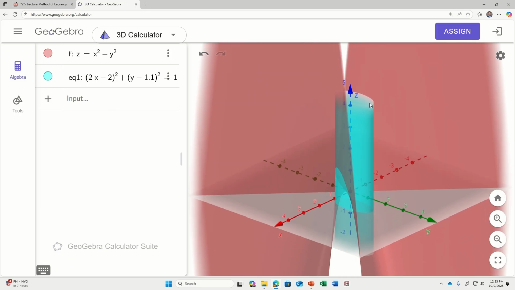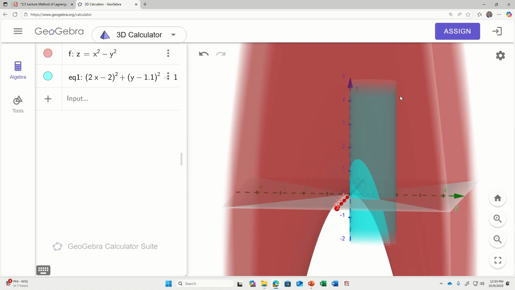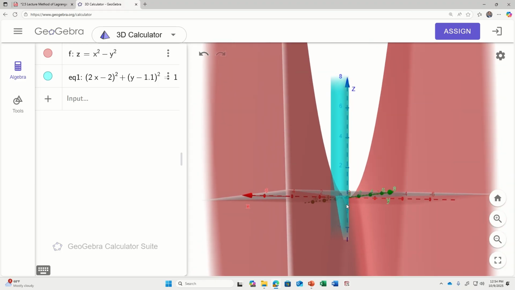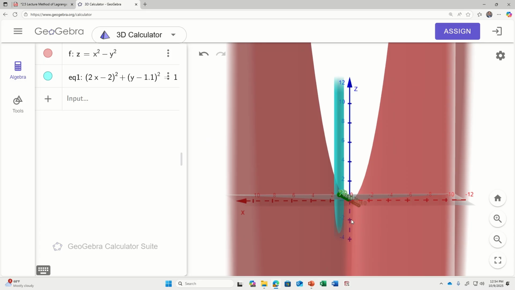So I can't highlight it for you, but look, that's the point we're looking for. Do you see the intersection between the red surface and the blue elliptical cylinder? That's the maximum of my function subject to the constraint. Okay. And then the minimum of my function subject to the constraint would be there. At that point. Okay. All right.